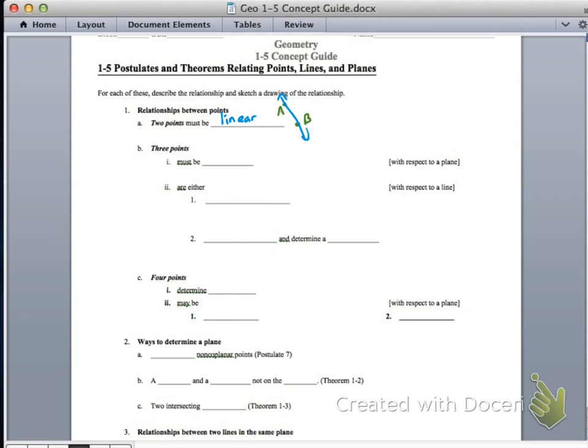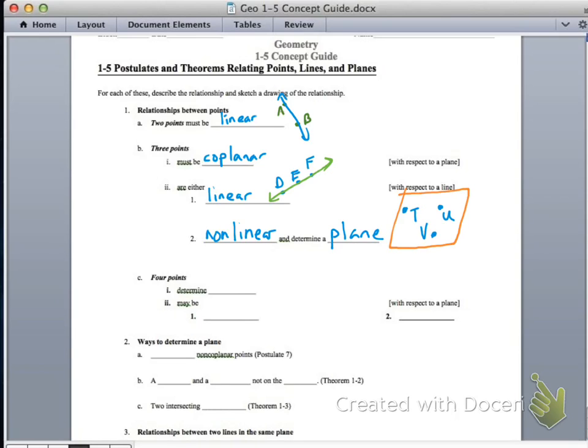If you have 3 points, those 3 points have to be in the same plane. Those 3 points are coplanar. There's 2 ways that those things can be coplanar. If you have 3 points, they can be linear, all in the same plane, and therefore they're in infinitely many planes, like we've already talked about. Or they can be non-collinear and determine a plane like this. There is a plane that contains all 3 of them. This is the triangle deal we've said over and over again. If you have 3 points, they are coplanar, and hopefully that helps explain why.